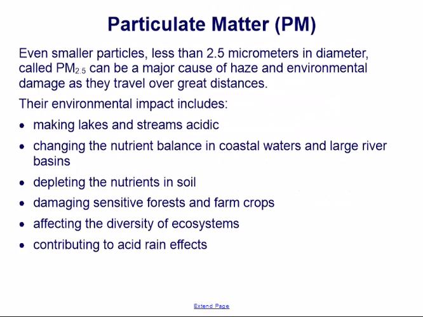Even smaller particles, less than 2.5 micrometers in diameter, called PM 2.5, can be a major cause of haze and environmental damage as they travel over great distances. Their environmental impact includes making lakes and streams acidic, changing the nutrient balance in coastal waters and large river basins, depleting the nutrients in soil, damaging sensitive forests and farm crops, affecting the diversity of ecosystems, and contributing to acid rain effects.